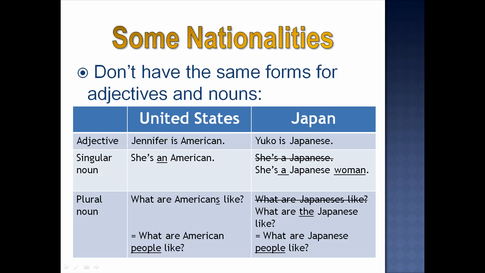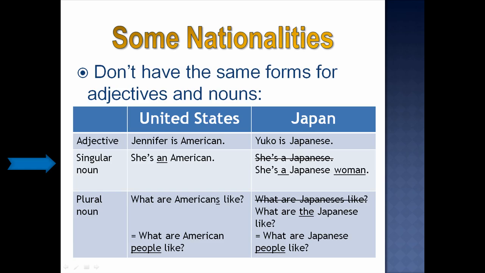However, you need to understand that some nationalities don't have the same forms for adjectives and nouns. Let's compare people from the United States to people from Japan, so you understand this point. Jennifer is American. Yuko is Japanese. American, Japanese are adjectives. Now let's look at singular nouns. She's an American. I can use the same form and simply use an indefinite article to say one American.